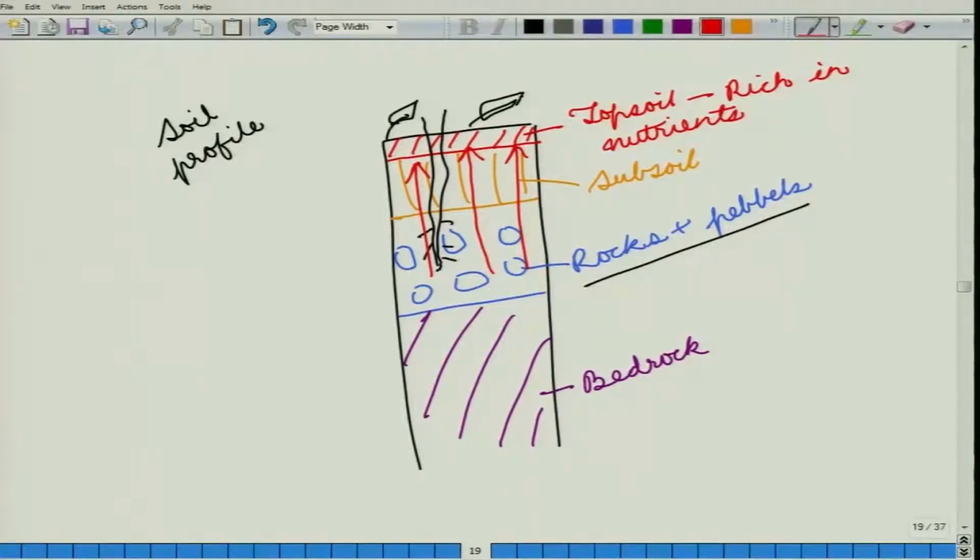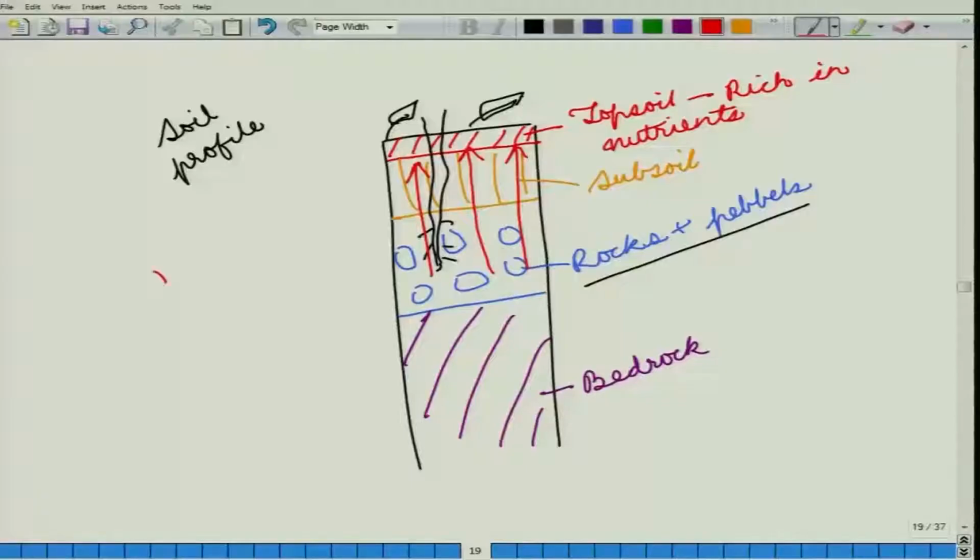But what happens in the case of a bare soil? In a bare soil you do not have all these processes going on. So there are no trees that are sucking up these nutrients from the bottom, there are no leaves that are putting these nutrients back into the topsoil layer. So in the case of a bare soil, these two processes are not going on.